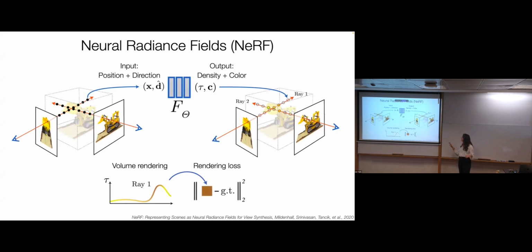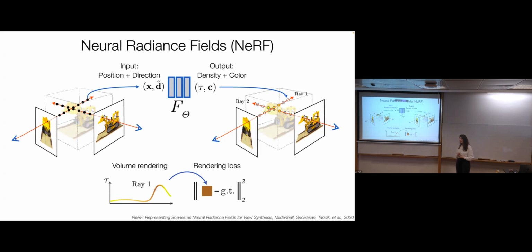This is like an image from the middle of the training. At the beginning, you have nothing. But while you're training with multiple views, you're eventually going to reconstruct the scene, and then you will be able to render it. Okay?